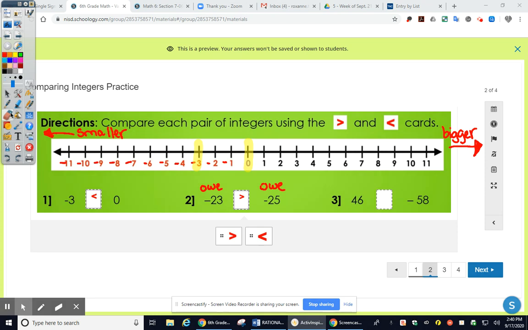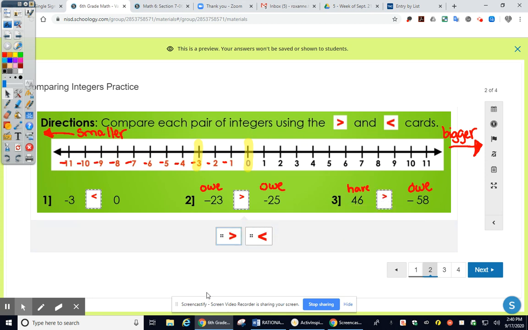All right, let's look at the next one here. Anytime we have a positive versus a negative, the positive is always going to be bigger because this is what you have. This is what you owe. So if the alligator is going to eat the bigger number, we want the alligator to eat the 46.